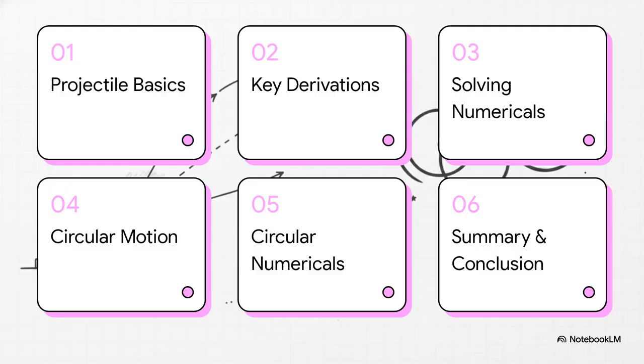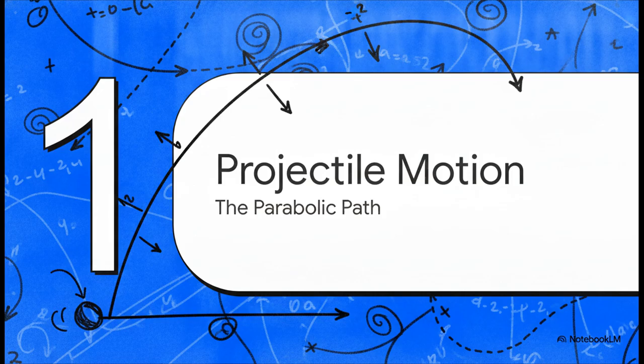Here is our roadmap for today's explainer. We'll start with the basics of projectile motion, move on to key projectile derivations, then solving projectile numericals. After that, we'll tackle uniform circular motion, hit some circular motion numericals, and finally wrap up with a summary and conclusion. Section 1. Basics of projectile motion, the parabolic path.